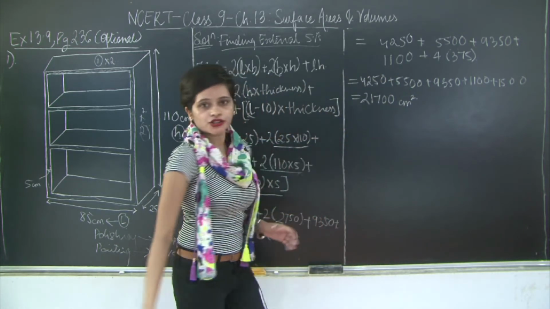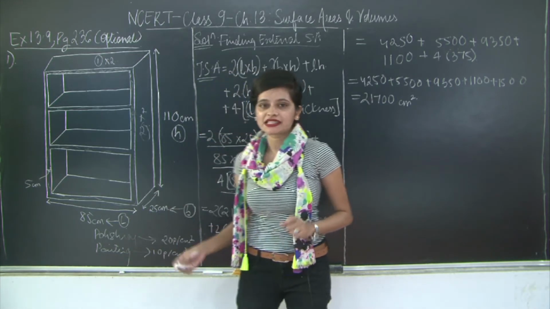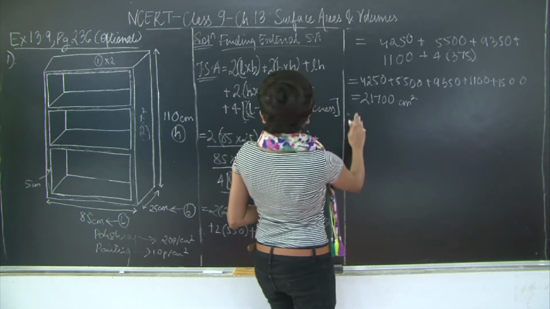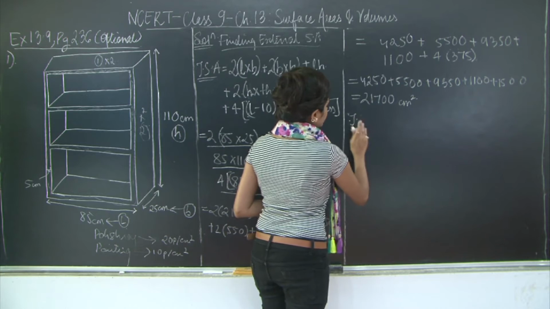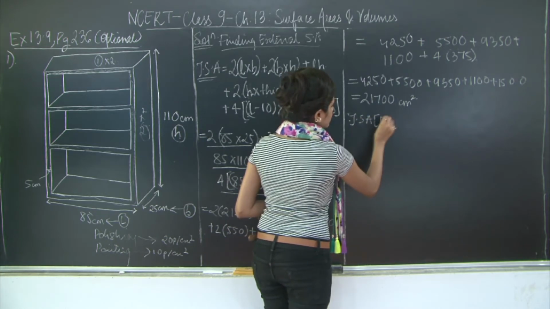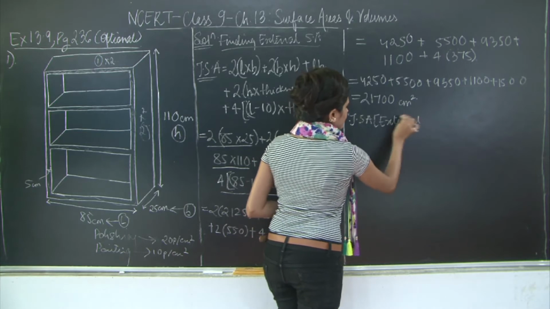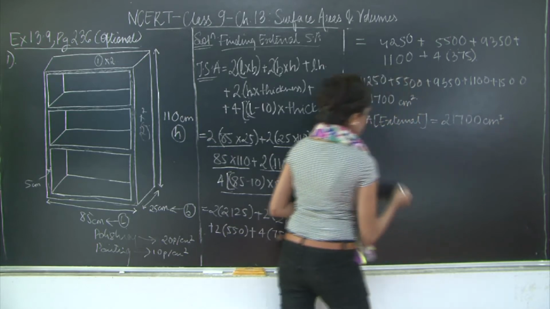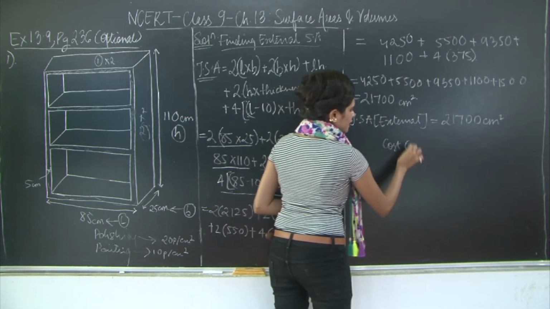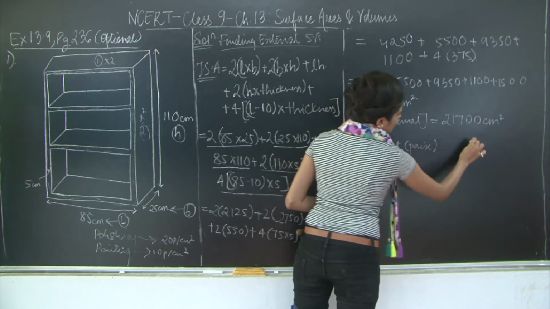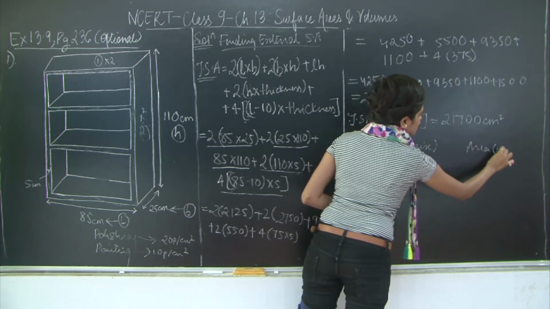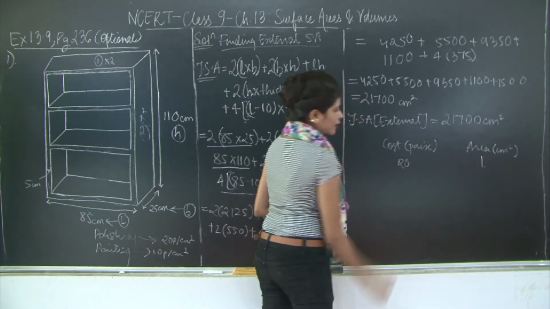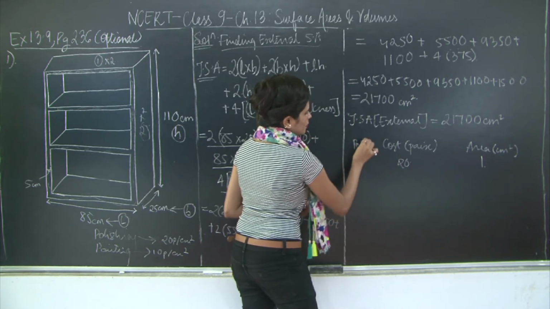So now the total cost of polishing is 20 paise per centimeter square. First of all, I'll write total surface area external is equal to 21,700 centimeters square. Now I'll say cost in paise and area in centimeter square. So 1 centimeter square area costs 20 paise for polishing, right? Polishing cost.